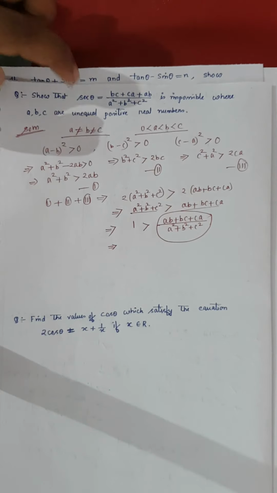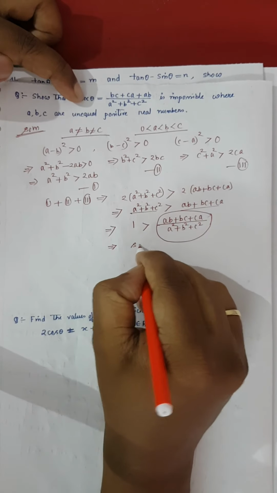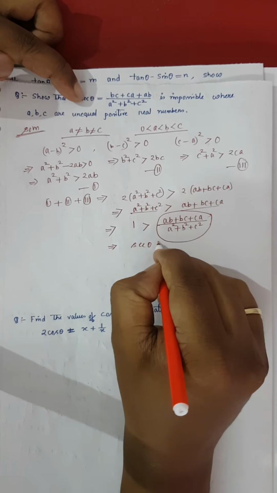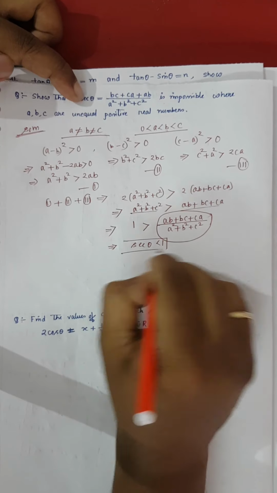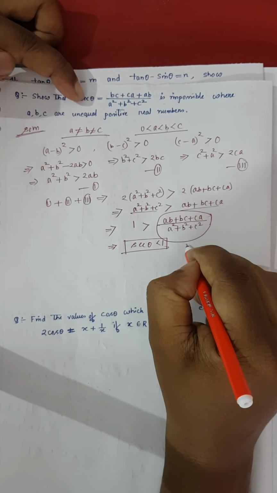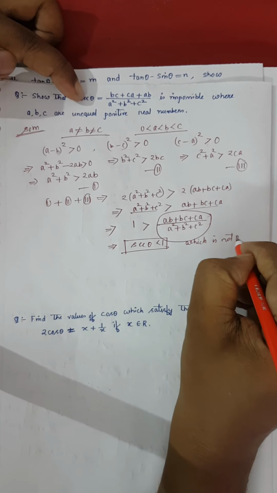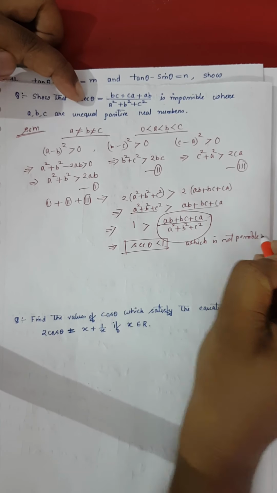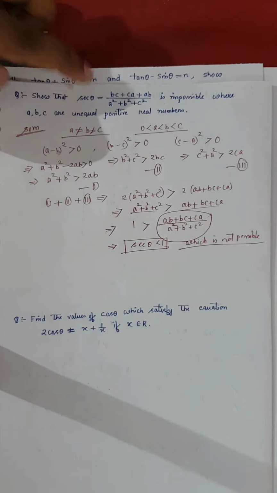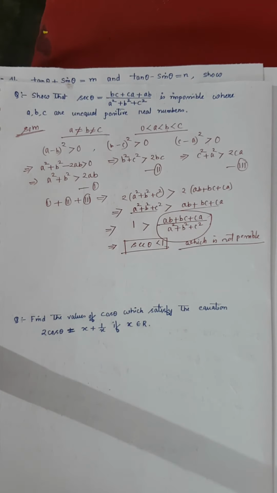This is your sec theta. So I am getting sec theta is less than 1, which is not possible. Why not possible? Because what is sec theta? Sec theta is the reciprocal of cos theta.